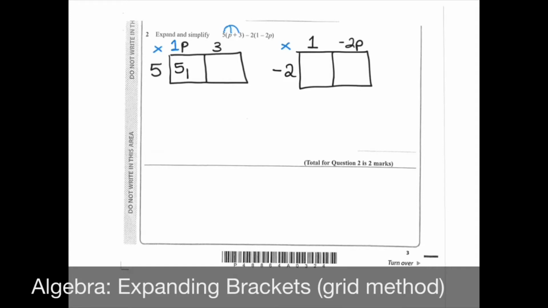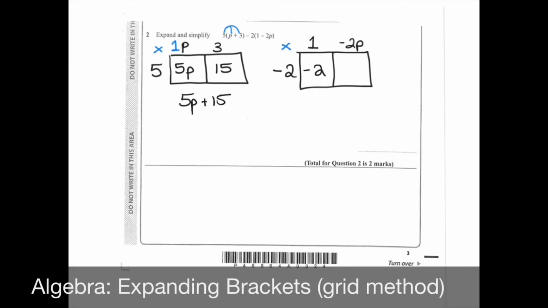So when I do this, I've got 5 times 1, so this first grid, 5 times 1, which is 5, and the p is just there on its own, so 5p. And then the next box along is 5 times 3, so I know the 15 goes in here. This gives me, for this first expansion, 5p plus 15. Next grid, I've got -2 times 1, which is -2, and -2 times -2, which becomes a 4, and there's a p there on its own. So -2 plus 4p.